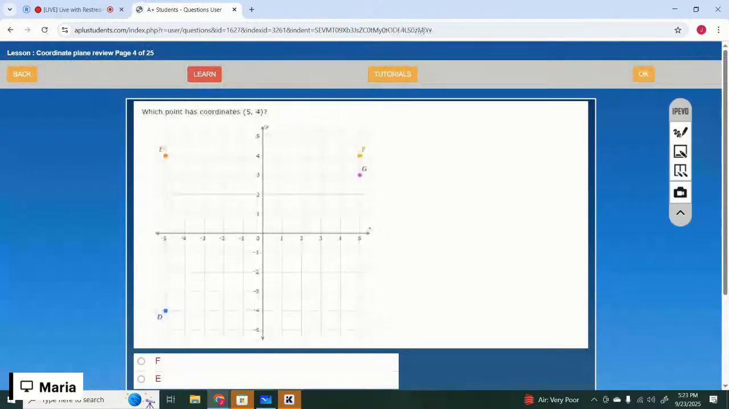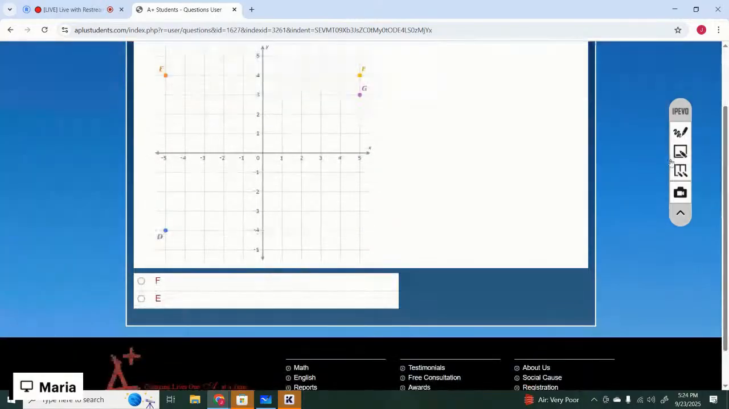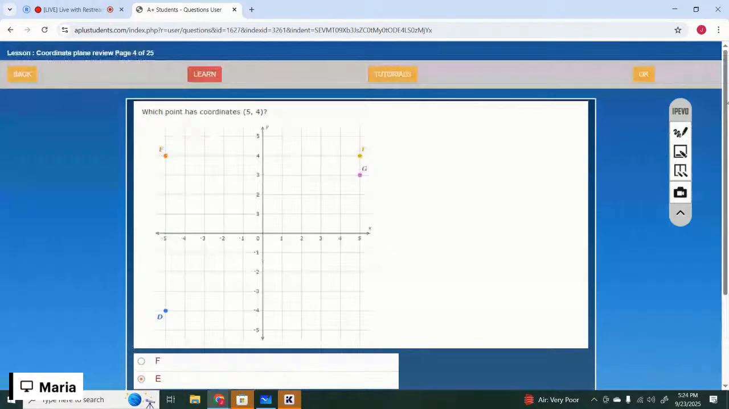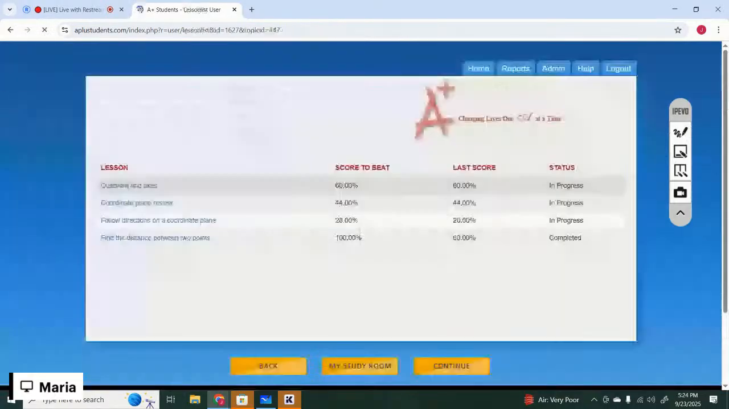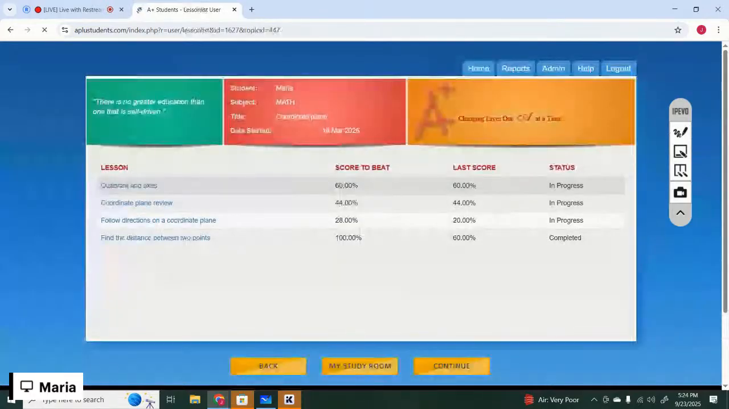Which point has the coordinate 5 and 4? So x is 5 and y is 4. F it is. The correct option is F. Okay, you can complete the lesson by yourself later today. Let me just move on to the next lesson: follow directions on a coordinate plane.